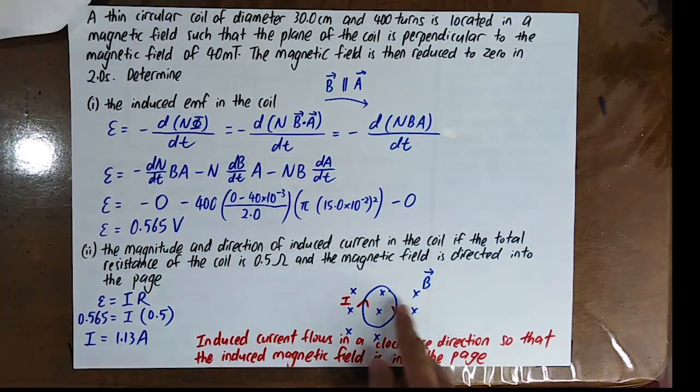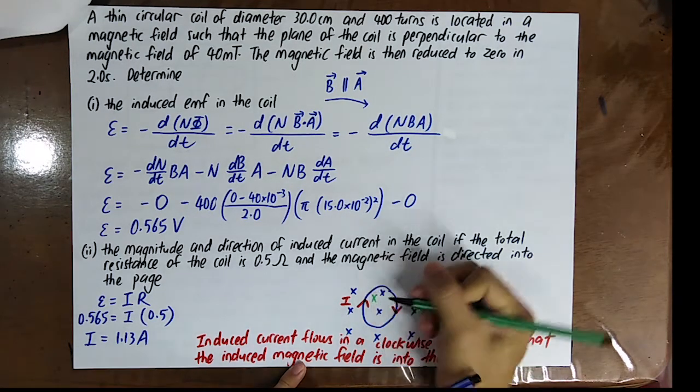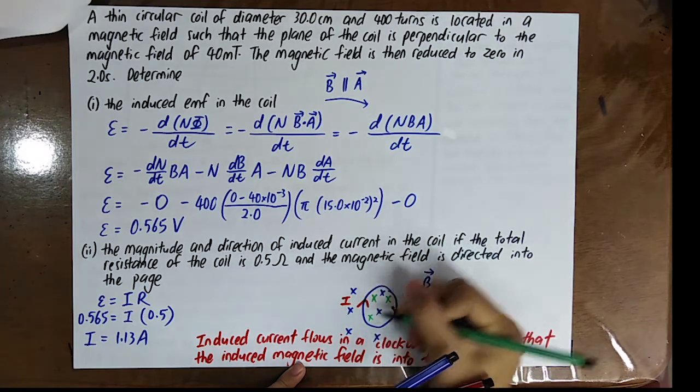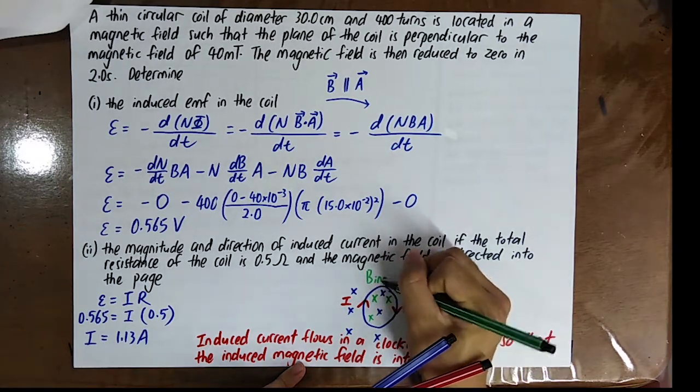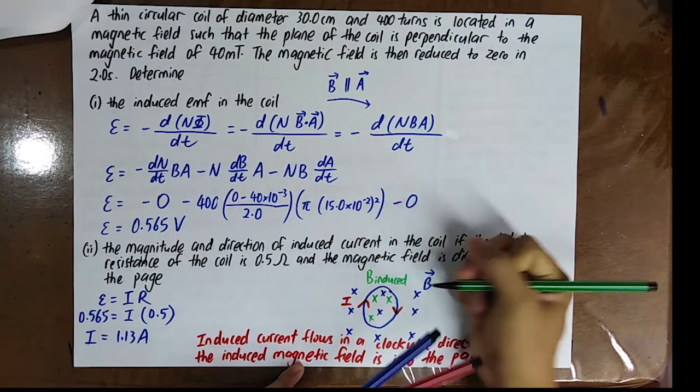So let's say the magnetic field is directed into the page. You know that the magnetic field is decreasing, so you want your induced magnetic field to be into the page also. This is the direction of the induced magnetic field.